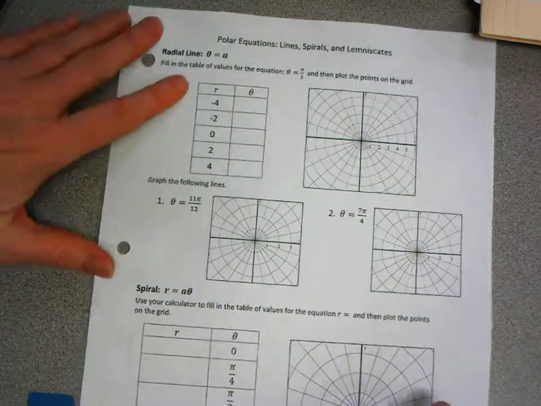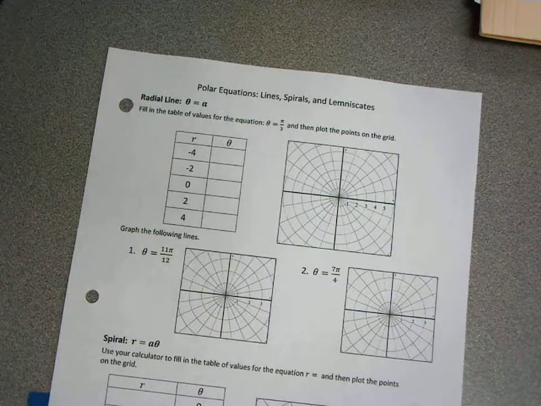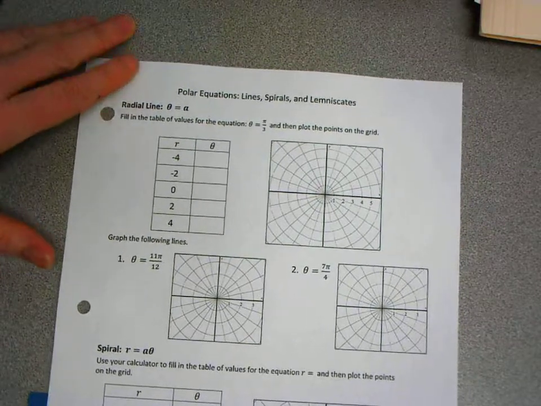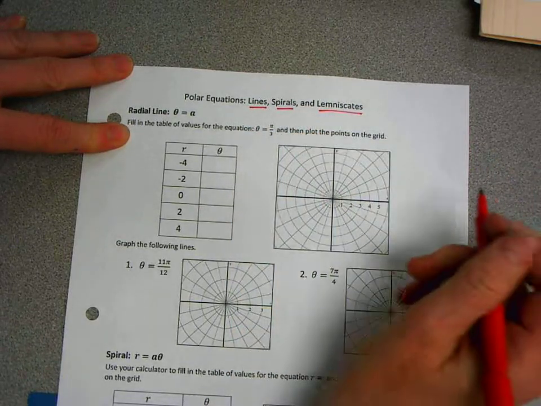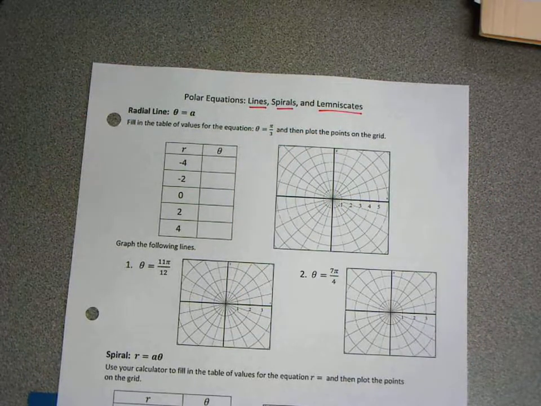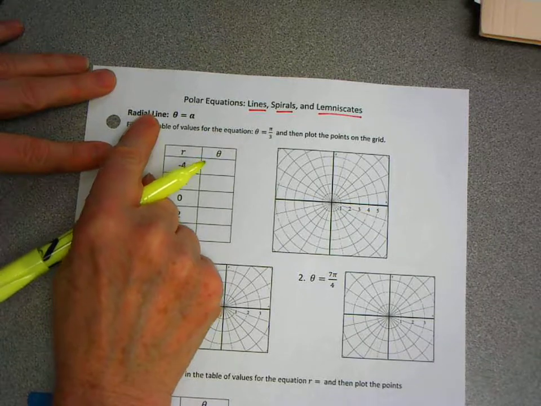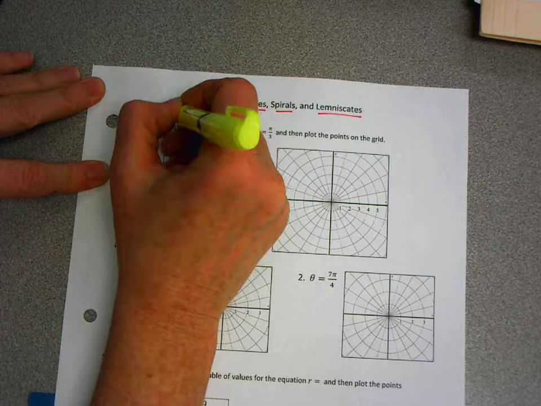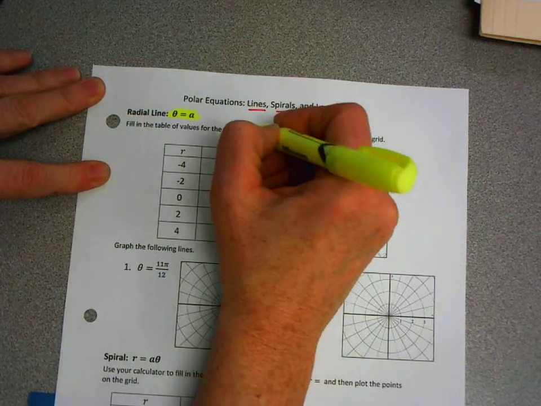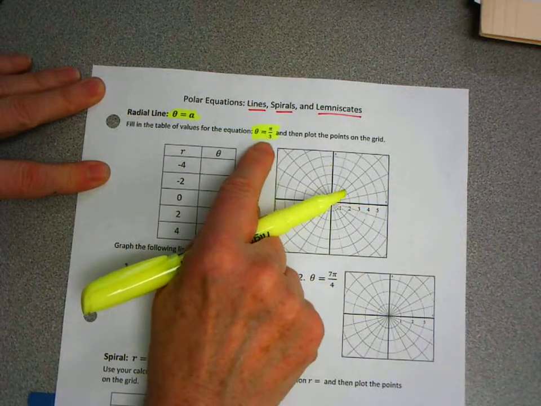Okay, so day 68, we are doing our day with polar equations, and we're doing three shapes: lines, spirals, lemniscates. So new equations, what are they? First of all, a line. Our radian value, theta, is equaling some a, which is, you see here, some radian.